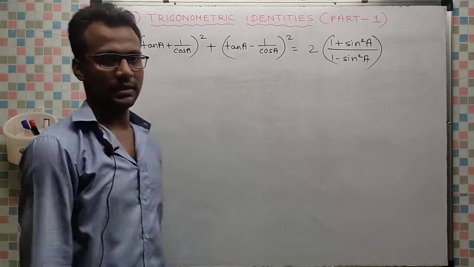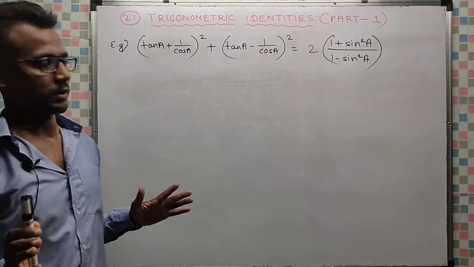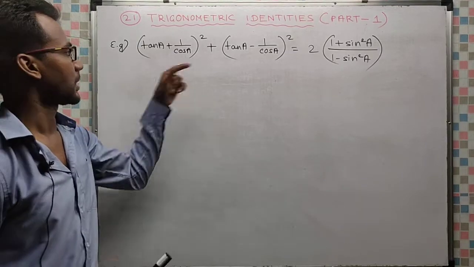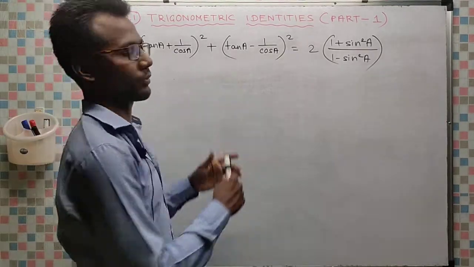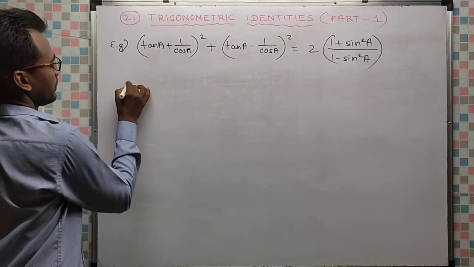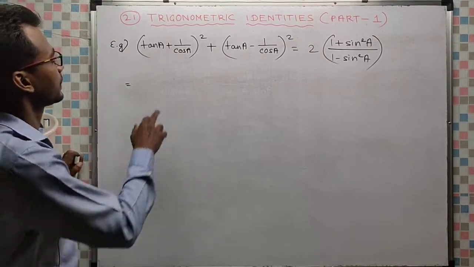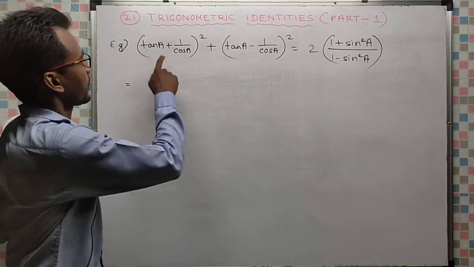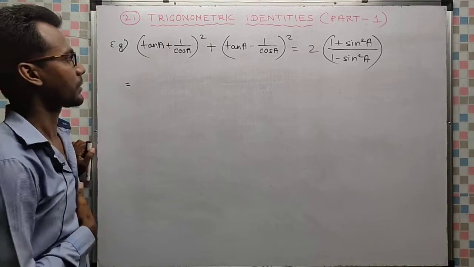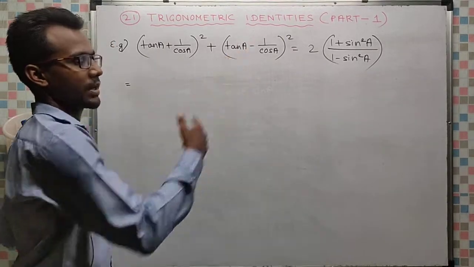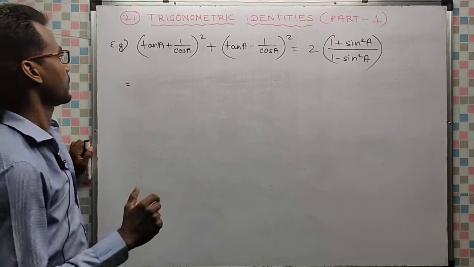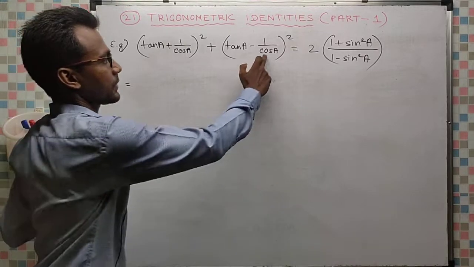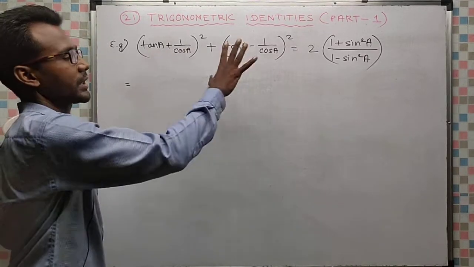If you look at the two sides, both sides look complicated, but the left hand side looks more complicated. So let us start from the left hand side. This tan A can be converted to sin A by cos A. So sin A by cos A plus 1 by cos A will be sin A plus 1 whole by cos A. We can do this, but you can see 1 by cos A can be written as sec A, here also sec A: tan A plus sec A whole square plus tan A minus sec A whole square.